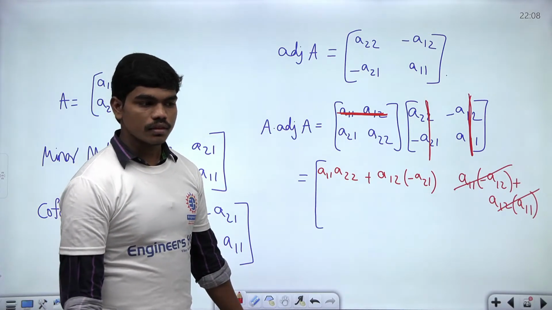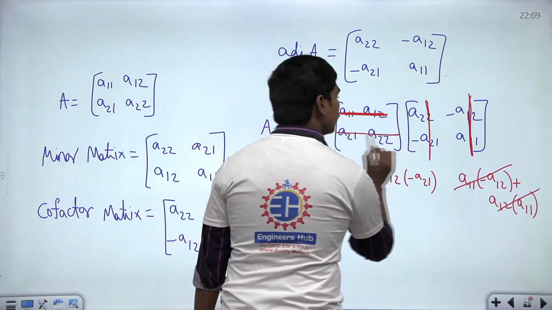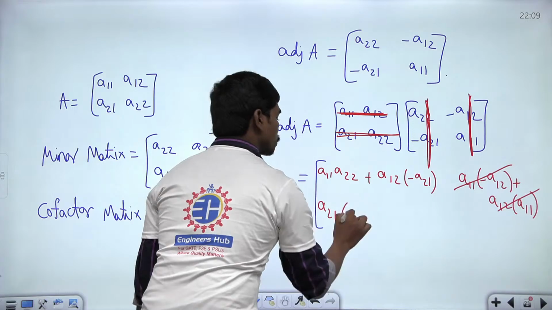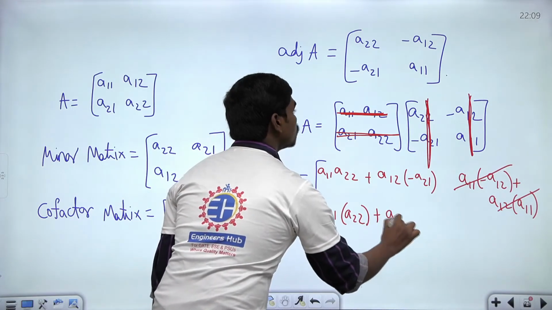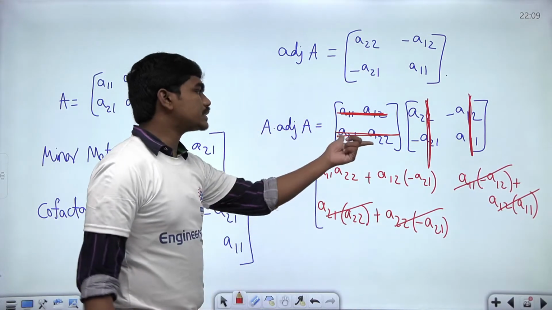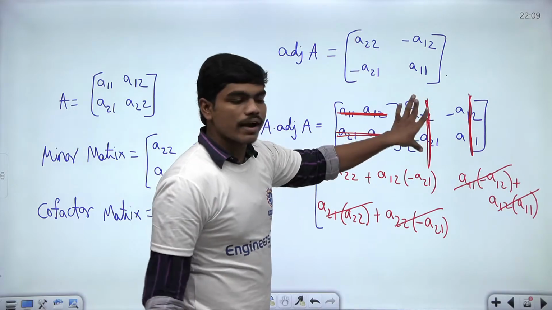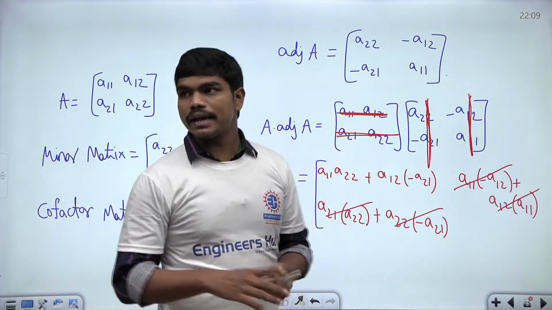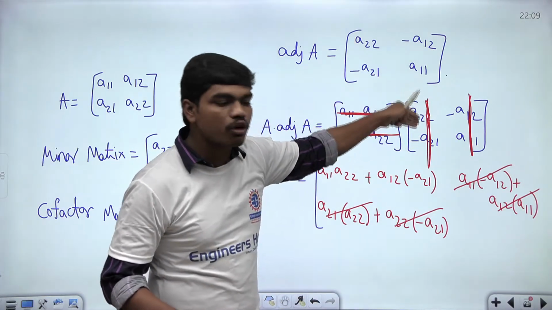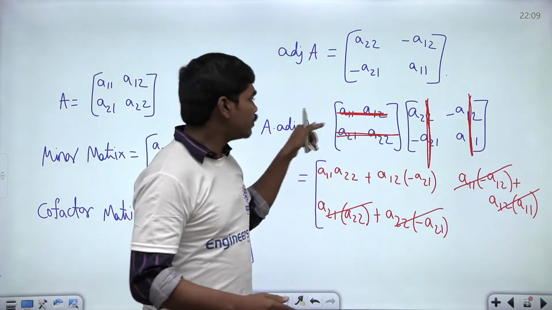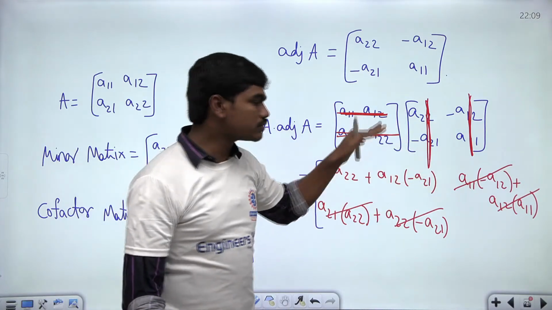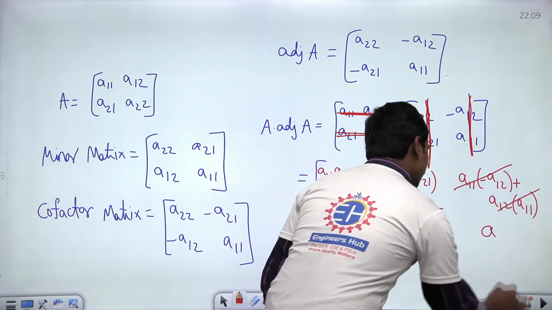Similarly, if you multiply the second row elements with the first row cofactors, let us see what happens. A21 into A22 plus A22 into minus A21, and you can see these things again get cancelled because these are second row elements and these are cofactors of first row. So in general, if you take the summation of multiplication of the elements of a row with the corresponding cofactors, you will be getting the determinant. But if you multiply the elements of a row with cofactors of some other row, definitely you will be getting a 0.